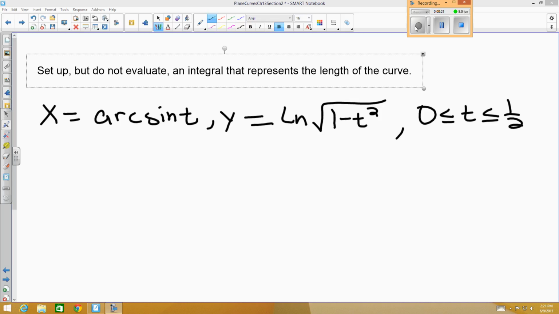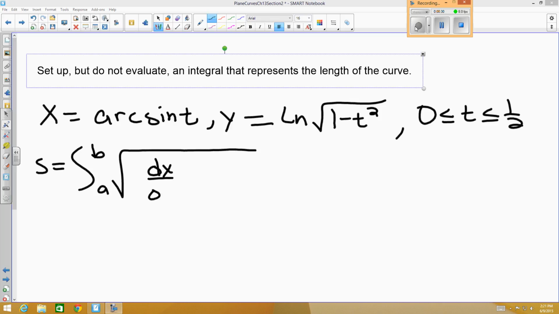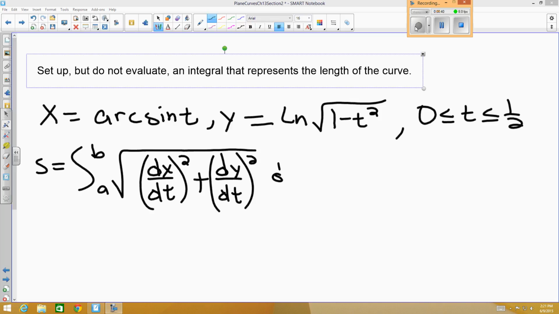So our arc length formula for a set of parametric equations is the integral from a to b of the square root of (dx/dt) squared plus (dy/dt) squared, dt. Our limits of integration, namely a and b, are the same as the endpoints of the interval that t lies on, and then we need to find out what dx/dt and dy/dt are.